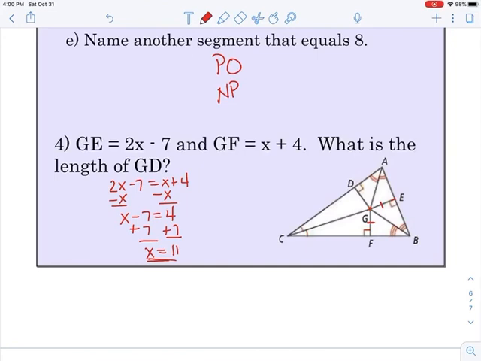Hey, again, just be careful. It didn't ask you to find what x is. It asked you to find the length of GD. And again, just also be careful. GD is this piece over here. But again, all three of those are going to be congruent. So it doesn't matter what you plug x into. You can plug it into 2x minus 7 or x plus 4, because again, they're going to be the same thing. I'm going to go the easy way, x plus 4. So we just found x was 11. So if I add 11 plus 4, you'll get 15, and that's going to be the length of GD.